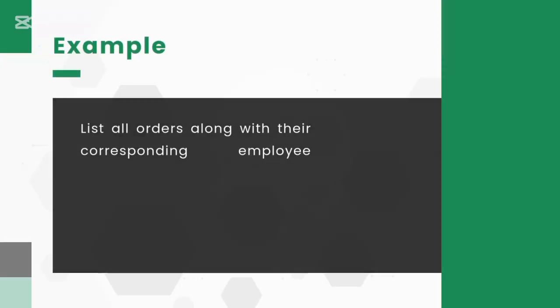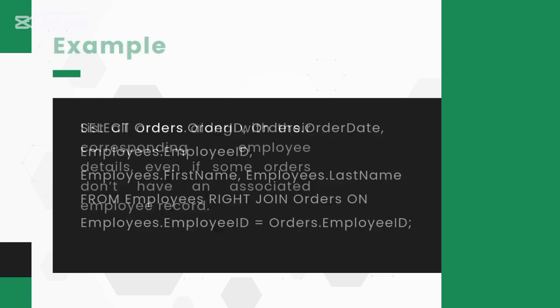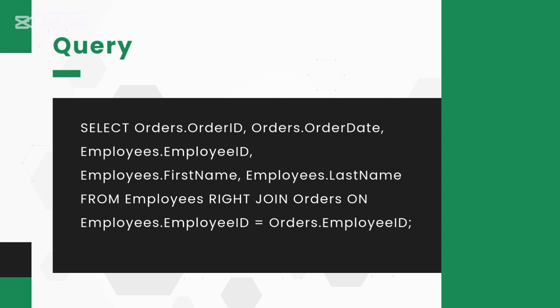Example: suppose we want to list all orders along with their corresponding employee details, even if some orders don't have an associated employee record. Here's the query. SELECT orders.order_ID, orders.order_date, employees.employee_ID, employees.first_name, employees.last_name FROM employees RIGHT JOIN orders ON employees.employee_ID = orders.employee_ID.